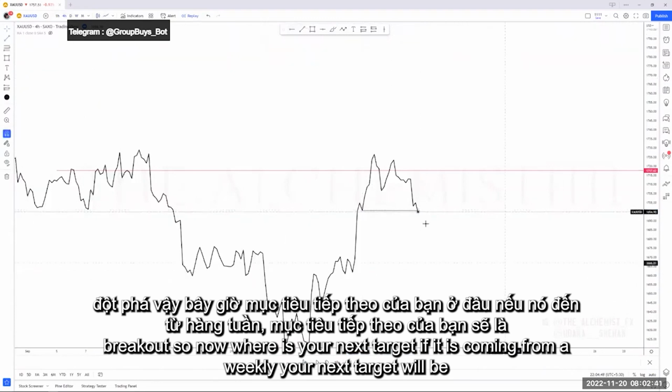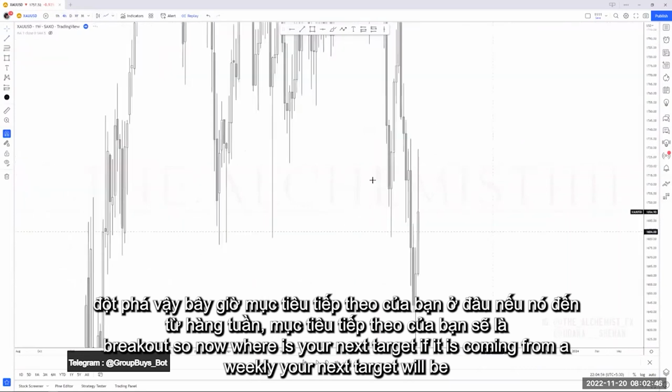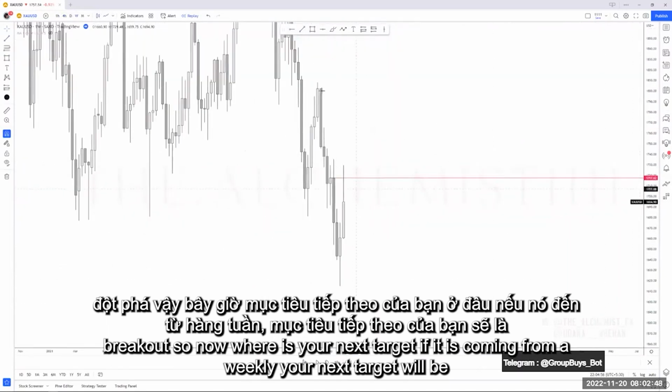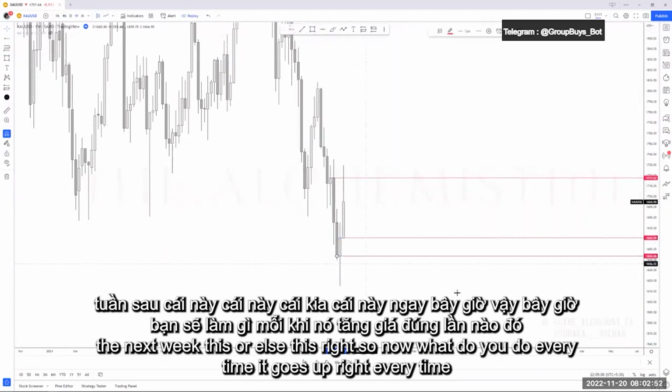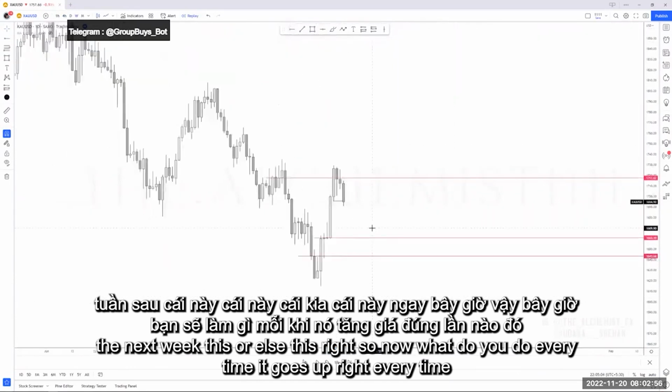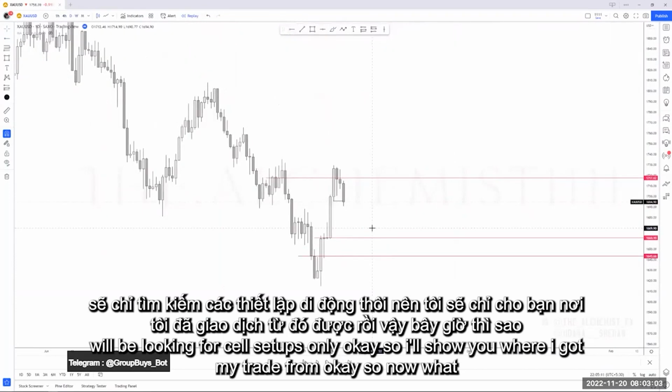Breakout. So now, where is your next target? If it is coming from a weekly, your next target will be the next weekly. This or else this. Right? So now what do you do? Every time it goes up, what will you do? You will be looking for sell setups, right? Every time it goes up, you will be looking for sell setups only.